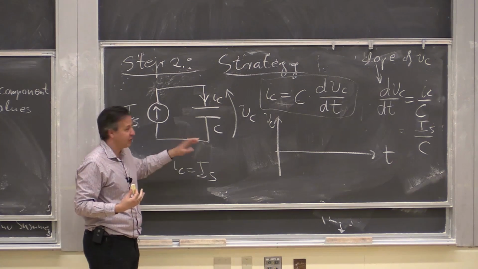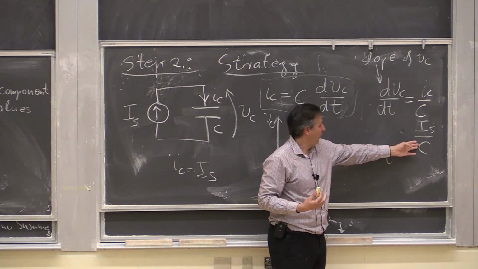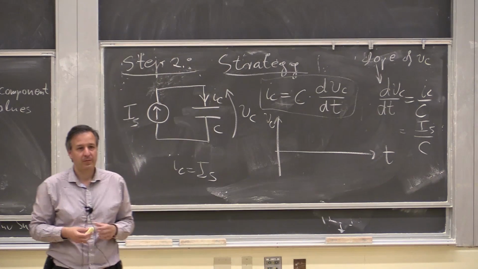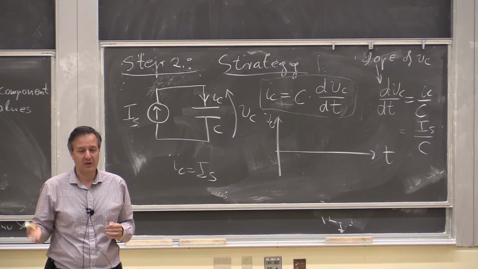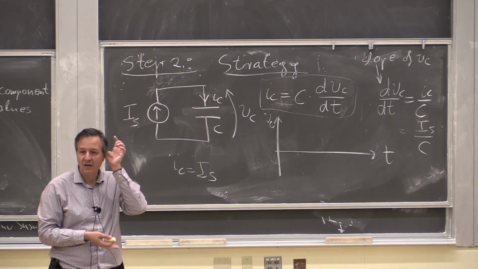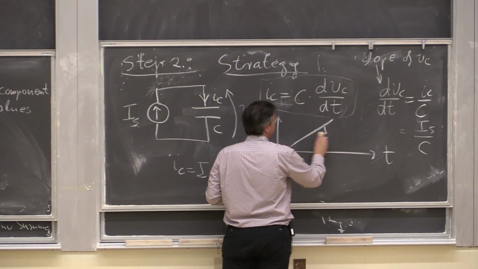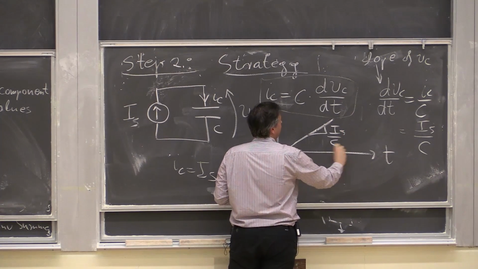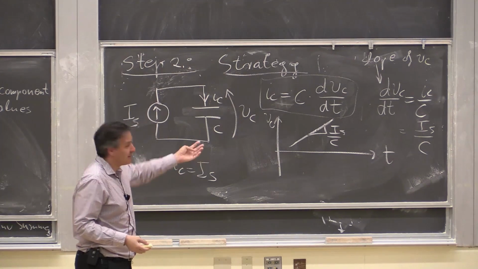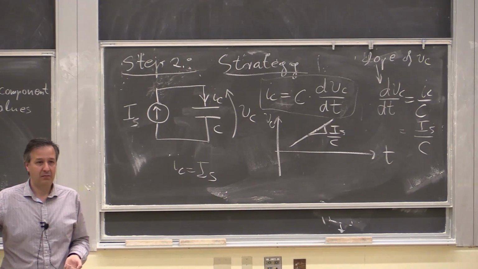If you just look at this circuit, what does the basic physics tell you here? How does the VC change? The gradient is constant and positive. So what is VC as a function of time? It's a line, and it increases. This gradient is IS over C. Now, you're right. This indicates that the voltage on a capacitor increases to infinity with time.